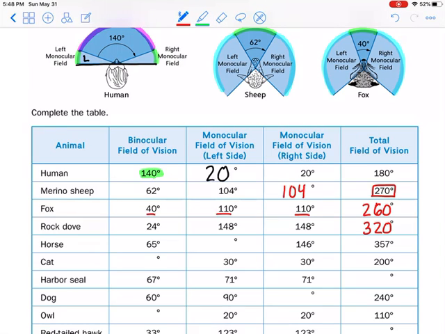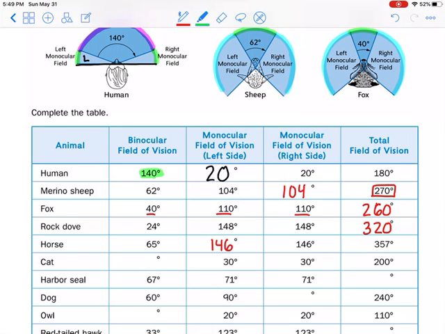Okay, let's keep going with the next animal, a horse. So it says their binocular field of vision is 65 degrees. But we don't know what their monocular field of vision for their left side is. But we do know their right, so I'm going to add it. So 146 degrees. And if I did 65 plus 146 degrees, I would get 211 degrees. And I would subtract that from the total field of vision to find out the monocular field of vision for the horse's left side. So 357 degrees minus 211 degrees. And if you did that, you would get 146 degrees.